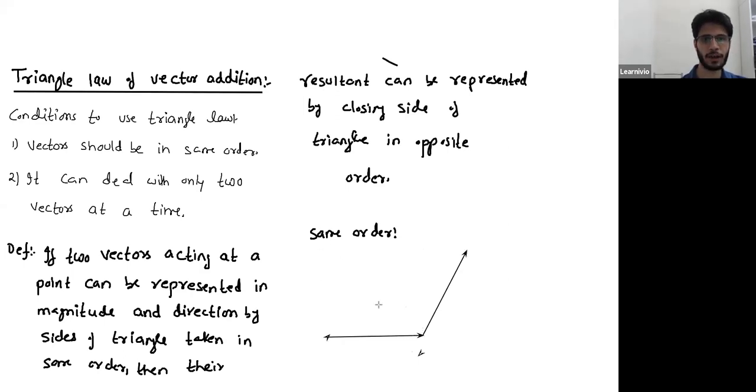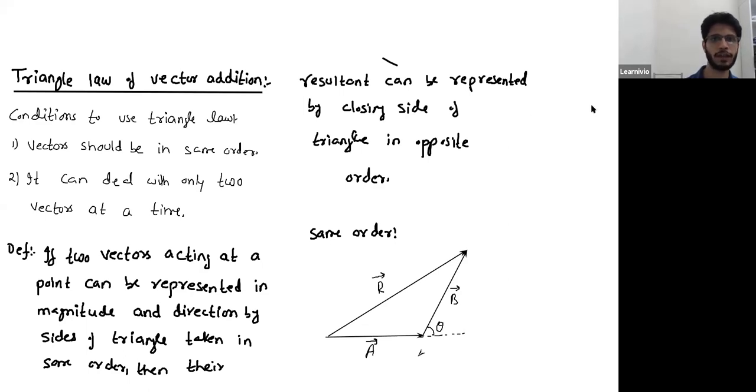Closing side means the head of one vector coincides with the head of another. So this is vector A and this is vector B. Vectors A and B are inclined at an angle theta. See, the head of one vector is coinciding with the tail of another. That means these two vectors are in same order. So their resultant is the closing side of the triangle. And this is in opposite order. Head and head will coincide.